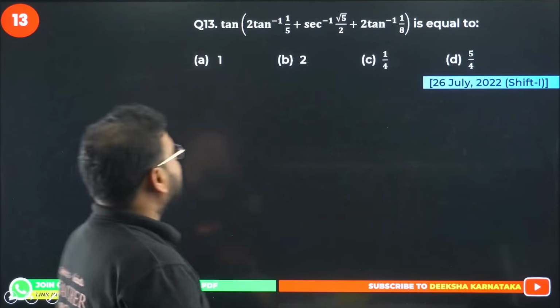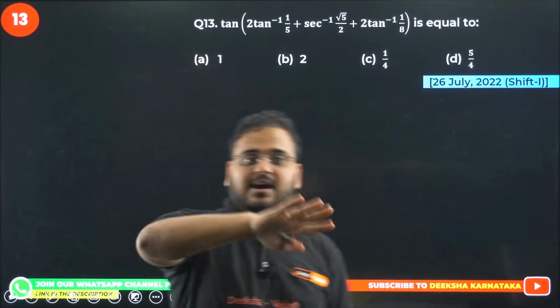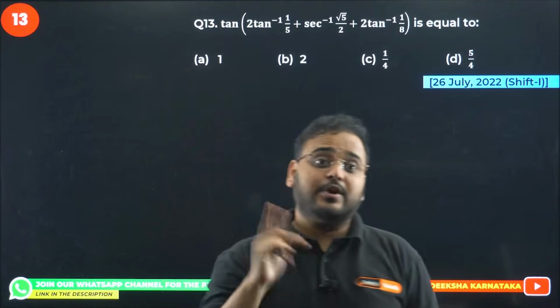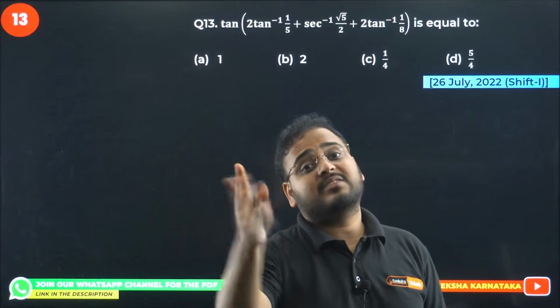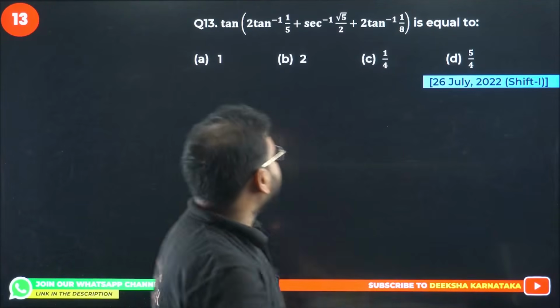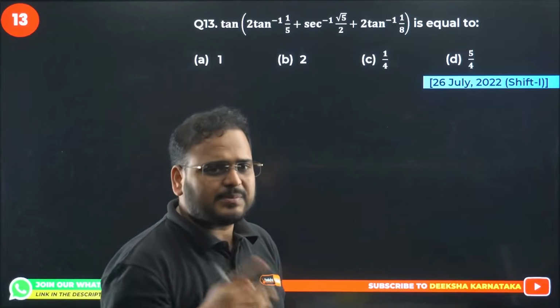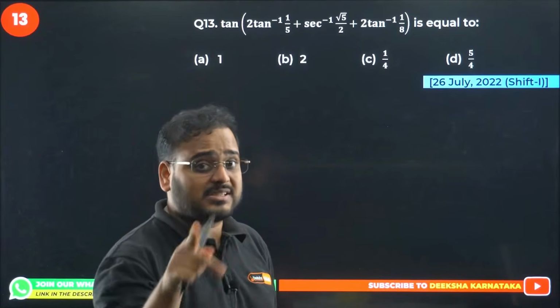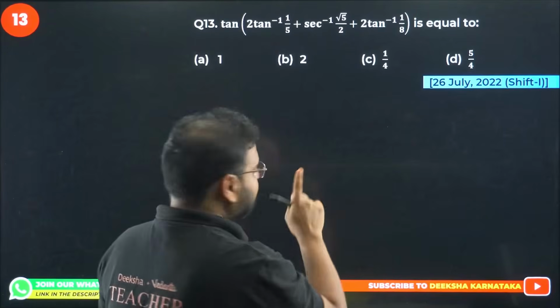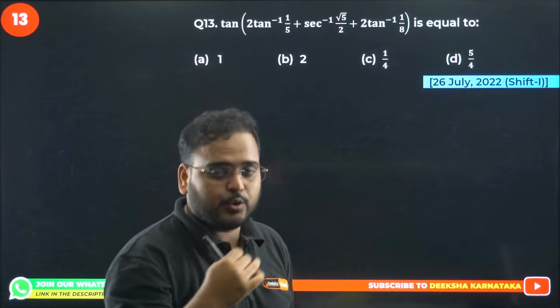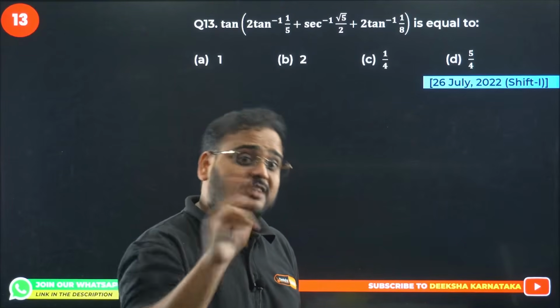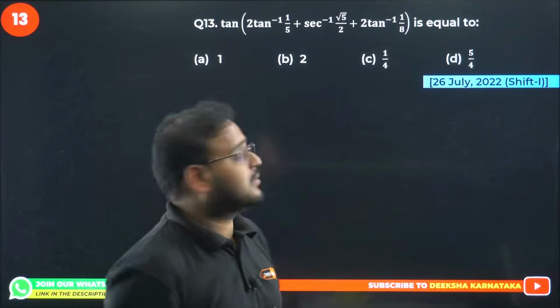13th question. Again, sum of inverse trigonometric functions. What we do? Convert everything in terms of tan inverse and do the job. So should I give this as homework? I'll do a few steps and then I'll tell you the answer also, but you have to do some steps from there. I'll explain the question, and I'll give you the final answer also. You have to try the rest of the part from your side.